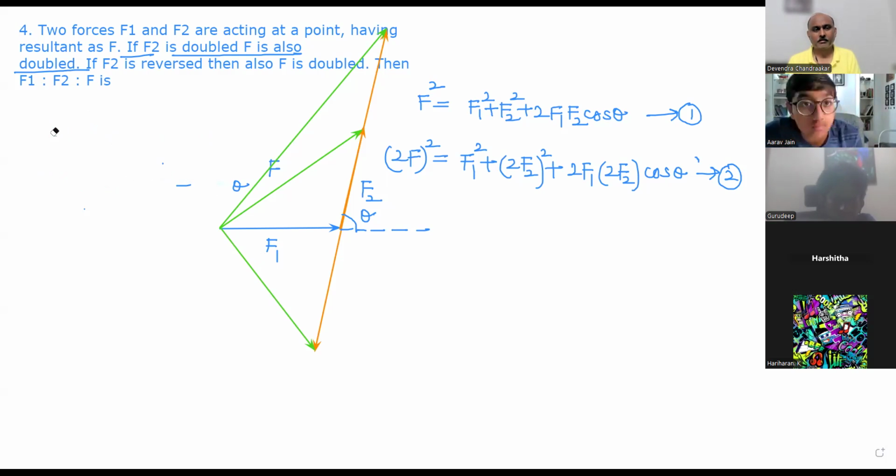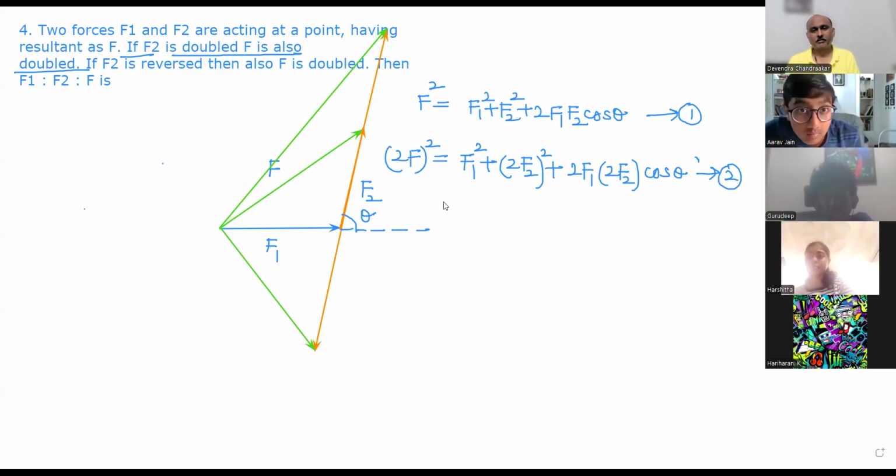Now the last one, the third condition. See, we want to establish a relation between F1, F2 and F, right? So now, please pay attention. Everyone look here. All of you, don't write it. It's a very good question. Now, when F2 is reversed, what is the angle between F1 and F2?